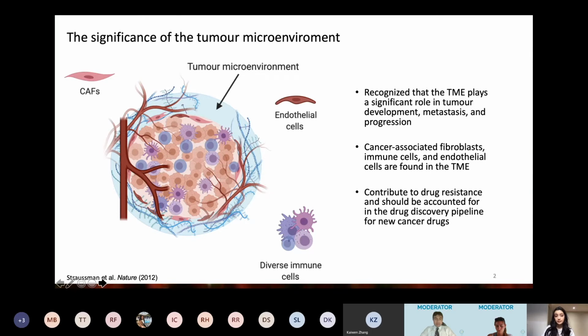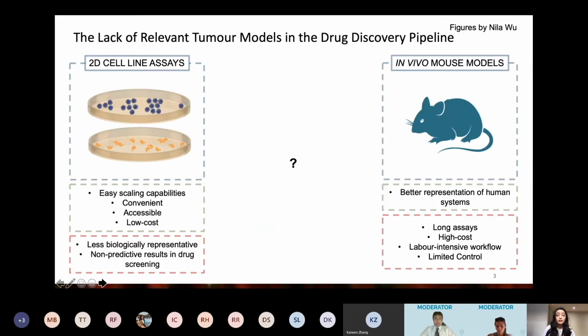new cancer drugs. Currently, there is a lack of relevant tumor models in the drug discovery pipeline. With 2D cell line assays, they're easily scalable, convenient, accessible, and low cost. However, they're less biologically representative and produce non-predictive results in drug screening. In vivo mouse models produce better representations of human systems, but they're mouse cells. There are long assays, high cost, labor-intensive workflow, and there's limited control.